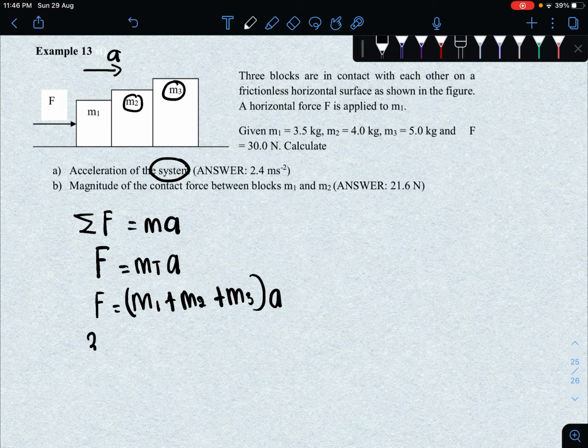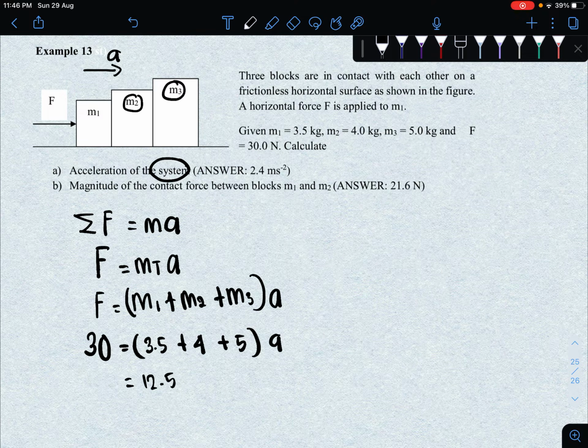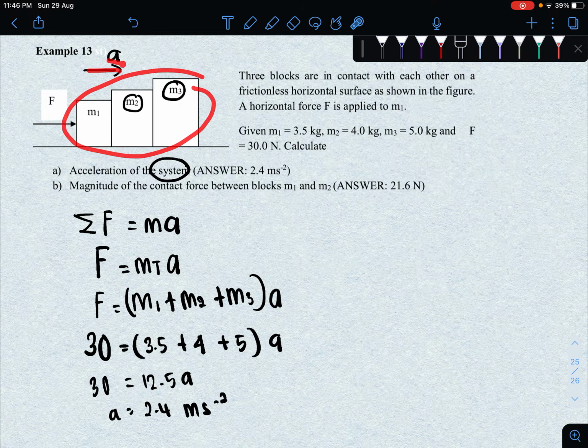Okay, so the total force here is 30 Newton. It's equal to 3.5 plus 4 plus 5, times A. So, tekan calculator, 3.5 plus 4 plus 5, you're going to get 12.5. Mass dia adalah kg, A. So, your acceleration here becomes 30 divided by 12.5, you get 2.4 m/s². So, all these objects are going to move with the acceleration of 2.4 ke kanan as you apply 30 Newton on this object.